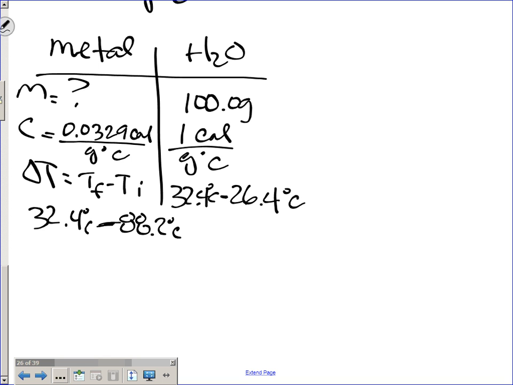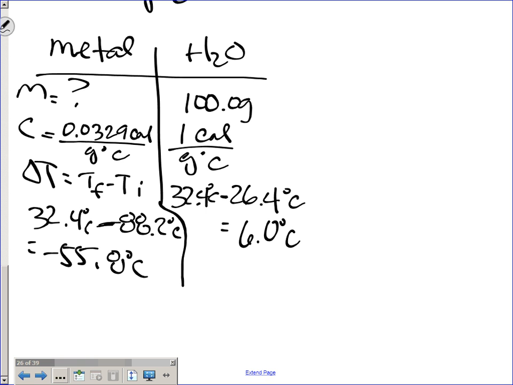Okay, so we have m c delta T. Let's go ahead and calculate this. What are these two variables, guys? You guys probably maybe already did this. Negative 55.8 for the metal, and what for water? 6 degrees Celsius.